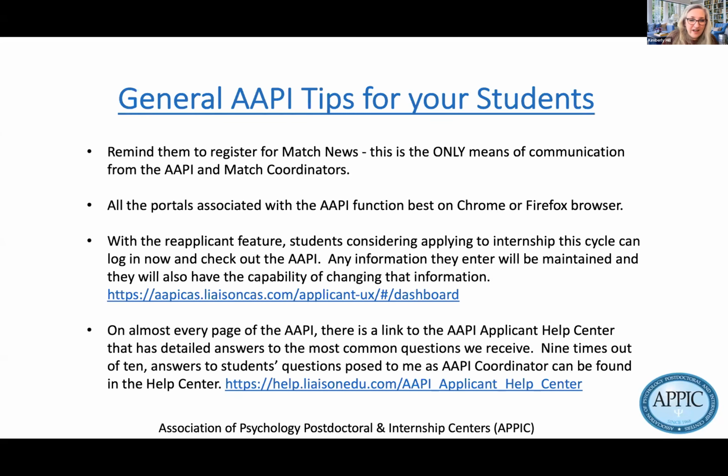So on almost every page, if not every page of the APPIC, there's a link to the APPIC Applicant Help Center that has detailed answers to the most common questions we receive. 9 times out of 10 answers to student questions posed to me as APPIC coordinator can be found in the Help Center. And so it's a little link on every page.